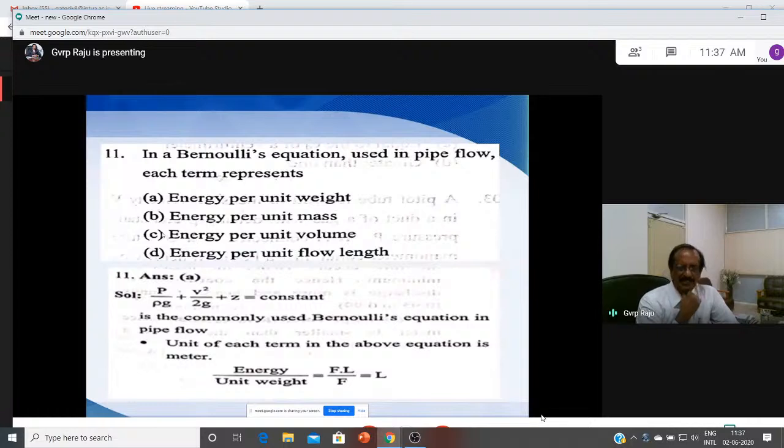In Bernoulli's equation used in pipe flow, each term represents energy per unit weight, no doubt. So 11 is answer A. P by W plus V square by 2G plus Z is constant. The unit of each term in the above equation is energy per unit weight.